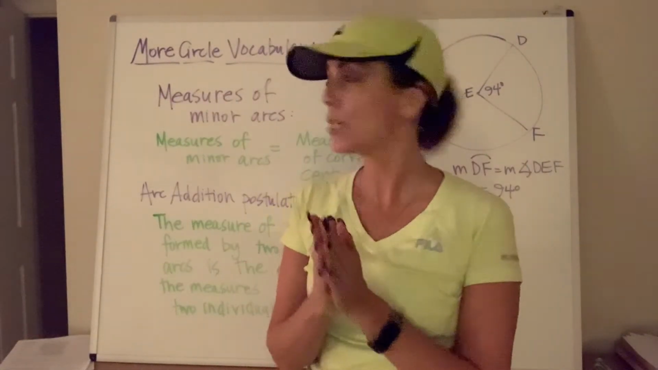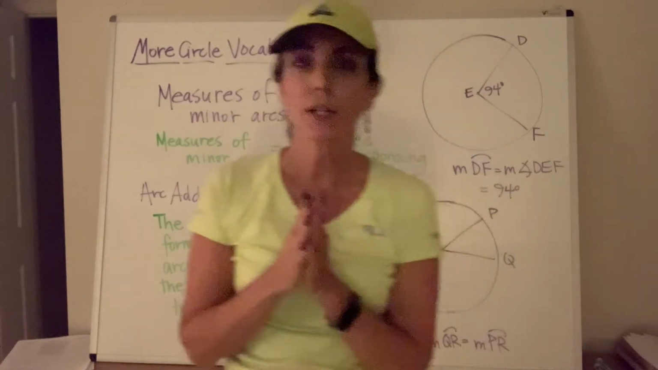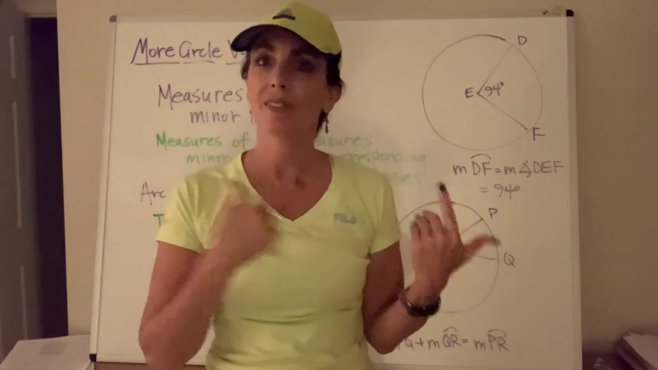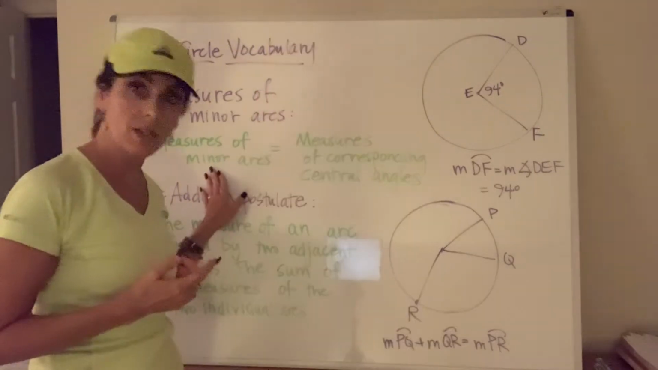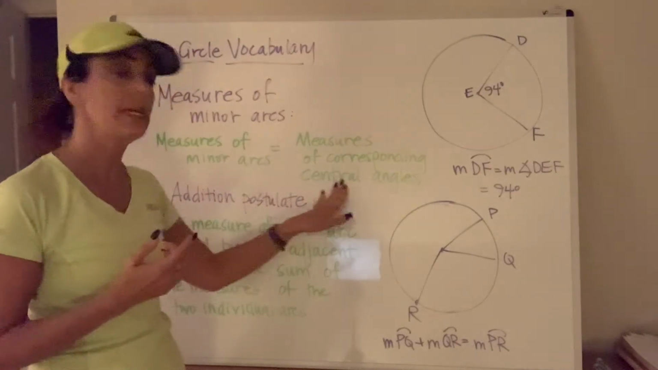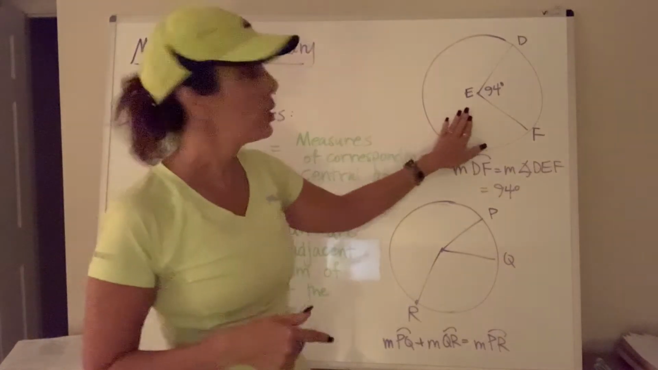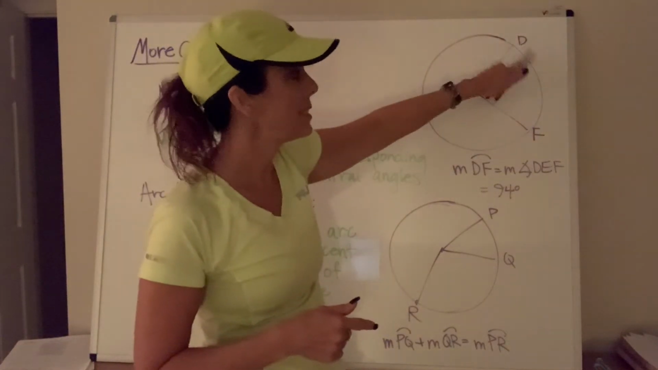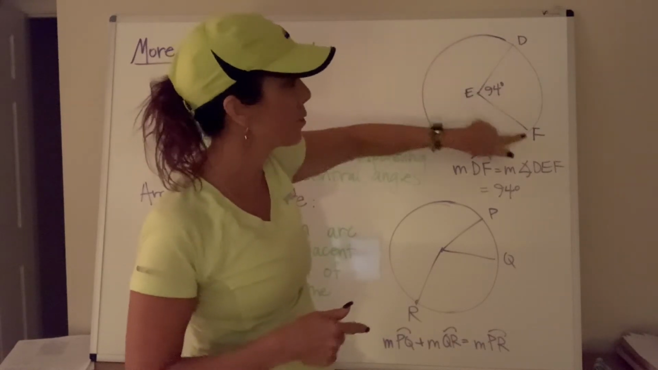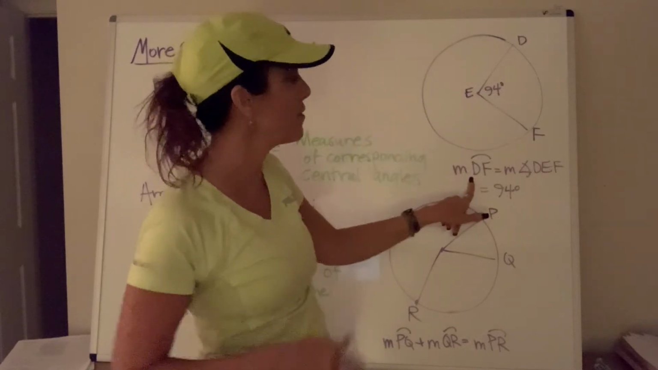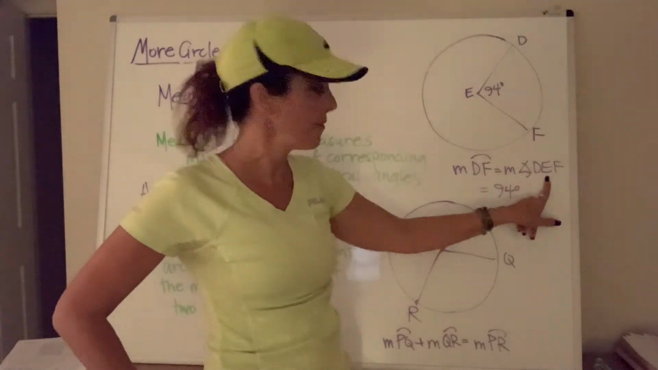Let's talk about the measure of minor arcs. All right, the measure of minor arcs are closely related to the central angles that form them. In fact, they're the same measurement. So if you're looking at the measure of a minor arc, it's always going to equal the measure of its corresponding central angle. For example, here you have a minor arc DF. This measurement is the same as the measurement of its corresponding central angle. So the measurement of arc DF is the same as the measure of angle DEF, which is going to be 94 degrees.